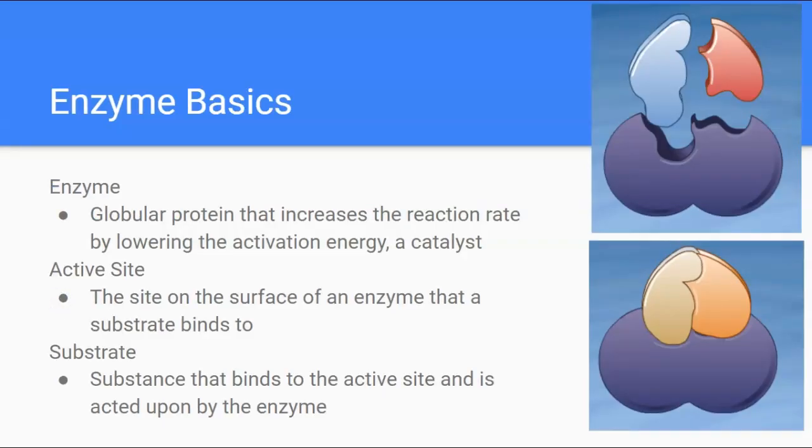What is an enzyme? Well, it's a protein, like I've said like 5 times. It's a globular protein. It increases the reaction rate and lowers the activation energy. It's a catalyst. It makes reactions, like metabolic reactions, happen faster. The active site is this piece right here, this funny shaped area on an enzyme. It's the area that allows a substrate, which is a substance that is acted upon by the enzyme, to bind to it. The place where they connect is the active site.